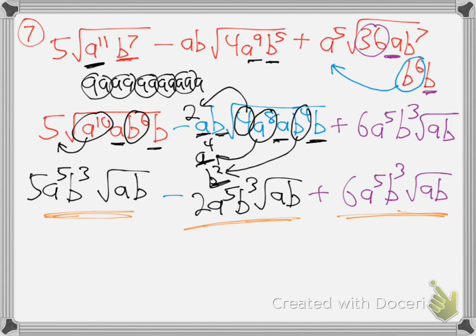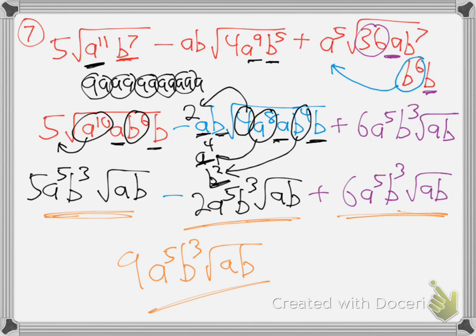So it's 5 of those things minus 2 of those things plus 6 of those things. So 5 minus 2 is 3. Add 6. It's 9 of those a to the 5th, b to the 3rd, root of ab things. There we go. Done. You just add and subtract the numbers in the front. It's just like terms. That's how we always add and subtract letters, huh?